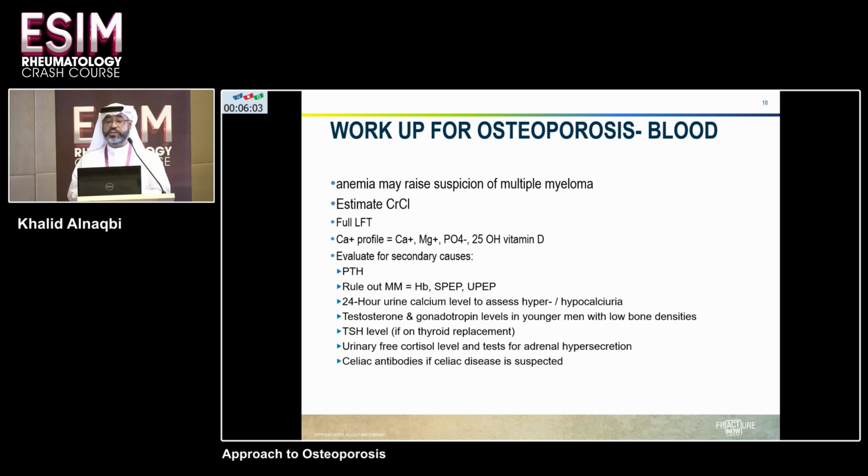Testosterone and gonadotropin levels in younger men with low bone densities, TSH level if on thyroid replacement, urinary free cortisol level, and test for adrenal hypersecretion. We found some cases in my hospital where I was lucky, and I sent the patient, after finding some hormonal imbalances, to an endocrinologist, and we found out the patient actually had Cushing disease causing osteoporosis, and she was young. She was 36. We test for celiac disease if celiac disease is suspected. To be honest, I have started to do them more often, even if the patient doesn't endorse a suggestive history, because sometimes you discover that they do have celiac disease, but they don't understand.